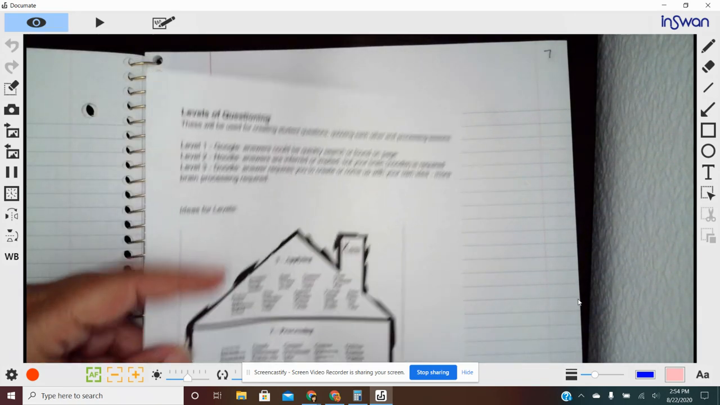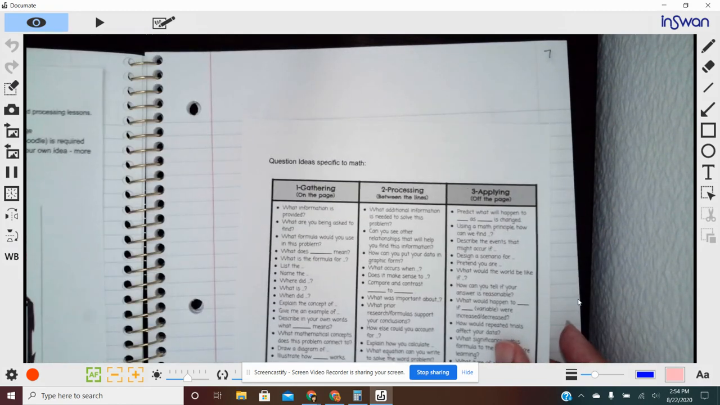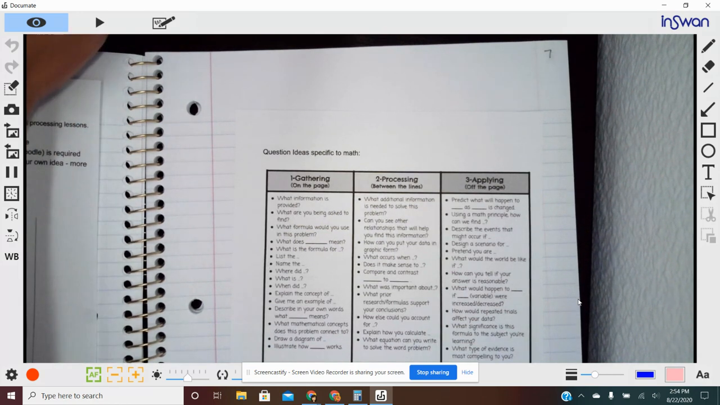Then I'm going to turn to page 6, the back side of that. Now, pages 6 and 7 go together. So page 6 is going to look like this. It has a little house on it. And then page 7 looks like this. Okay.